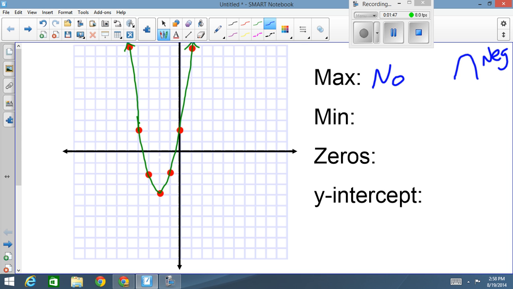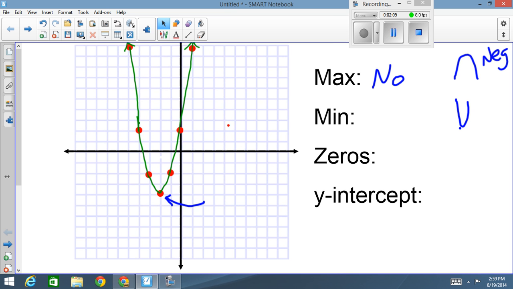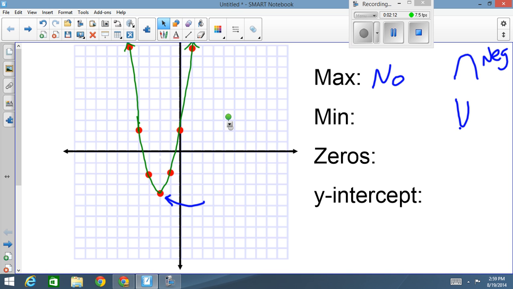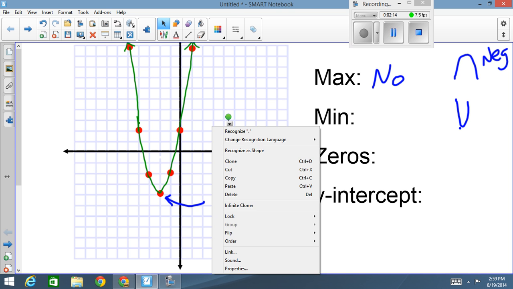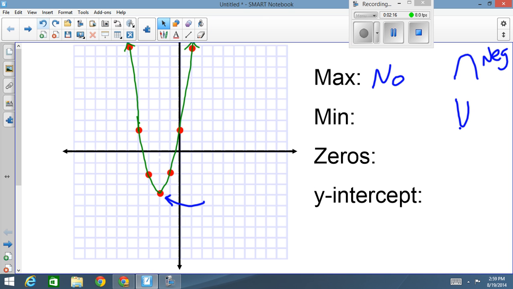So the minimum is the very bottom of the valley, that point down there. So in this case, our minimum is this point right here. So let's do a little bit of counting and let's identify what this point is. Let's just go ahead and count together.